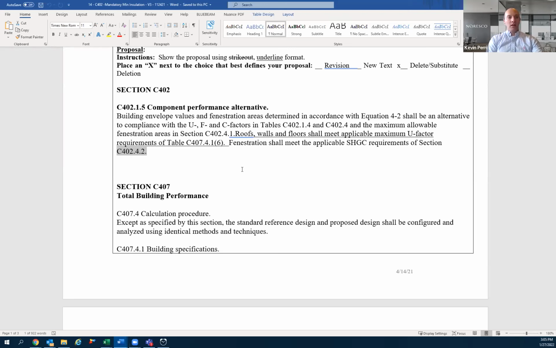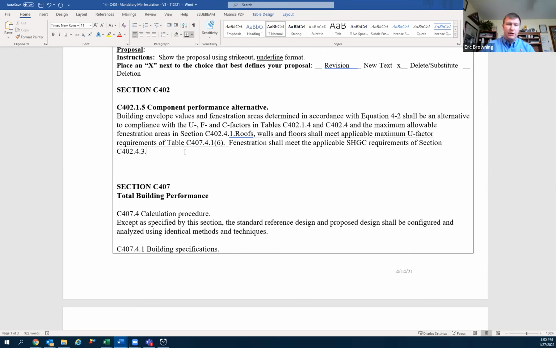I see Eric has his hand up. Go ahead, Eric. Thank you very much, Kevin. I'd like to propose 3 modifications for consideration. The first being editing the correct reference in C402.1.5, the very last cross-reference, changing that from 0.2 to 0.3 so that it is the correct section reference number. So that would be the first one.